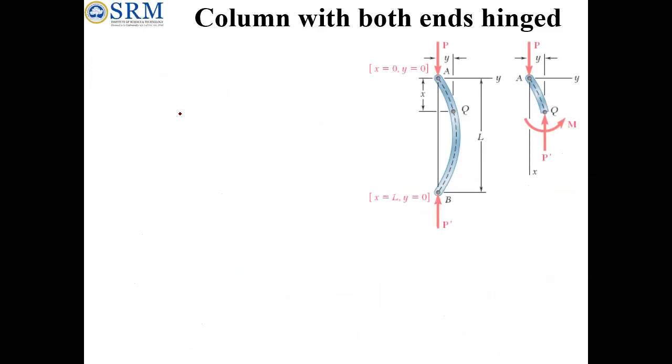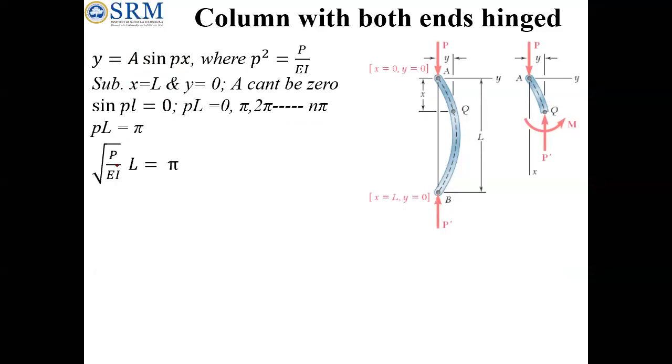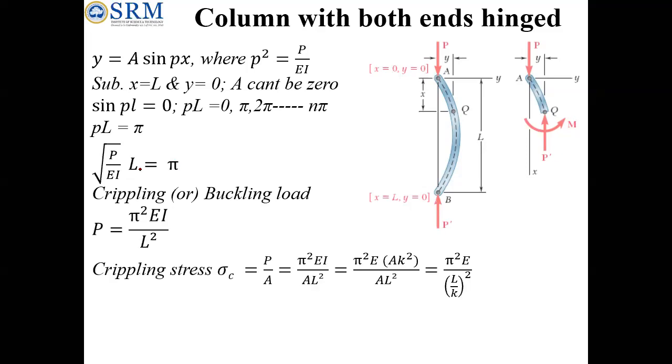Clear? What is the second boundary condition? We have the second boundary condition at point B. When x is equal to L, the deflection is again equal to 0. When you substitute that here, A value cannot be 0, so sin px will become 0. Instead of x, you should substitute L, because x is equal to L. So sin pL will become 0, or pL is equal to 0, pi, 2 pi, and it goes until n pi. Then you take pL is equal to pi, and what is p which you have taken? p square is equal to P by EI. So p is square root of P by EI. So square root of P by EI into L is equal to pi. This is the formula we'll get.